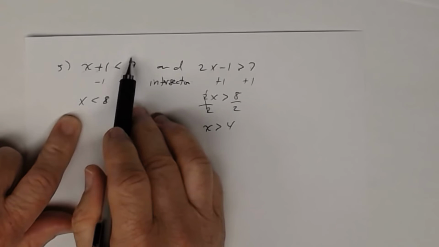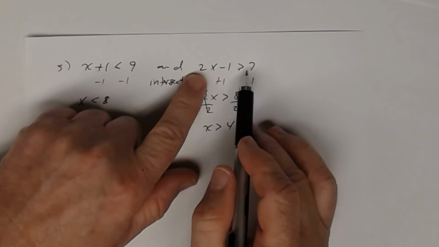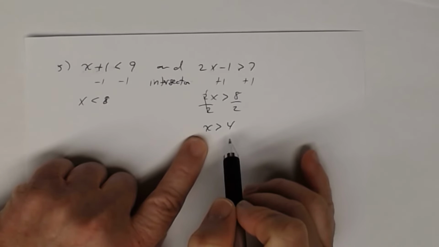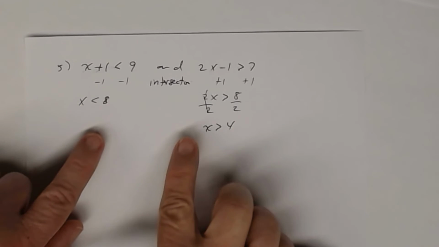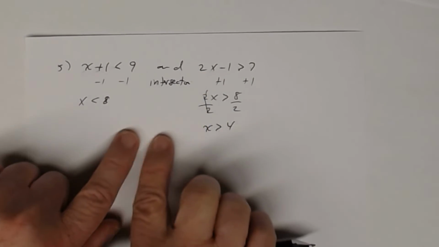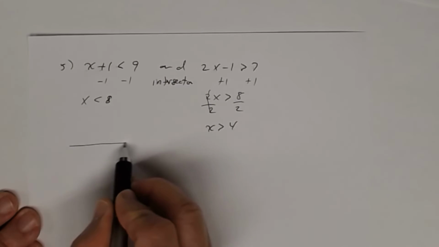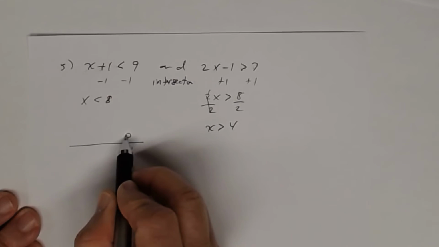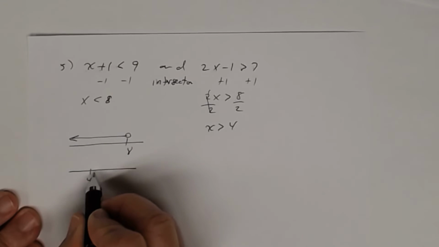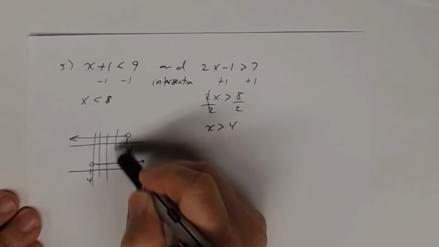All right, so the solutions to this inequality right here is any number that's less than 8. The solution to this linear inequality is any real number greater than 4, right? And so what I want to do, though, is find out where these two linear inequalities share the same solutions. So to do that, let's graph each one individually. So here's 8, open circle going to the left. Here is 4. Make sure you put 4 in the right place. 4 is to the left of 8. Open circle going to the right. And the intersection would be where those two overlap.